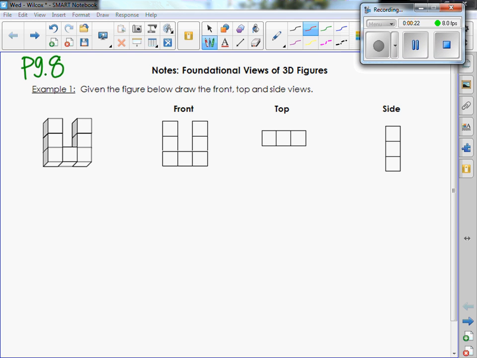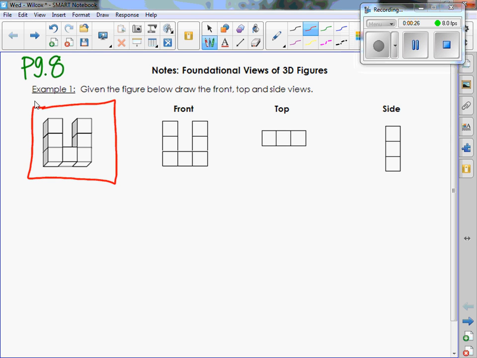The first example is done for you. The first piece you're seeing here is the 3D figure itself. So imagine building this letter, looks like the letter U. Imagine if you were to build this with actual cubes on your desk. The different views that you're seeing is if you were to look at this 3D figure from different viewpoints.